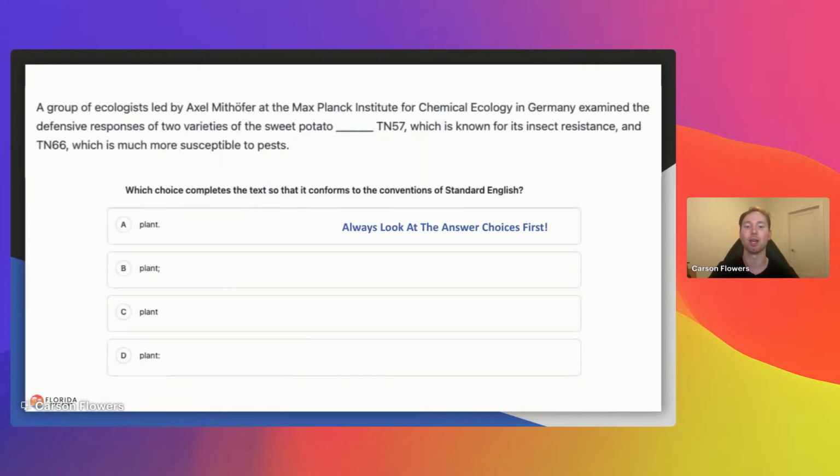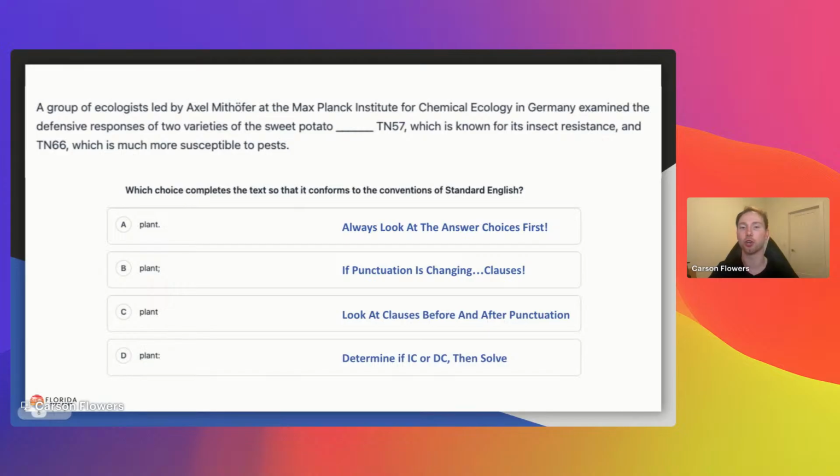Let's practice. Take a look at the answer choices. We're going to see punctuation changing. So once again, a period, a semicolon, no punctuation, and then a colon. We want to look at the clauses before and after the punctuation and determine are they independent clauses or dependent clauses and choose the appropriate punctuation. Let's go ahead and do that.